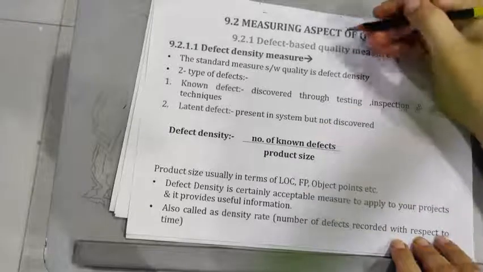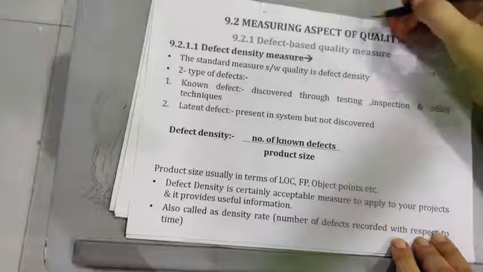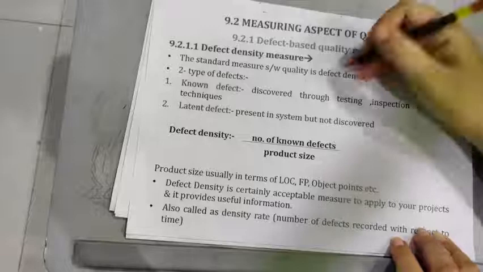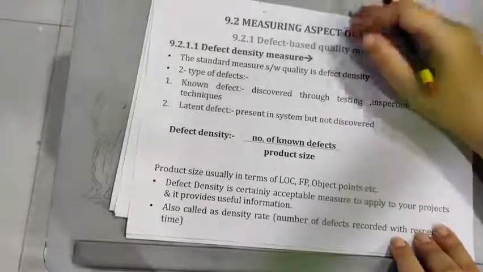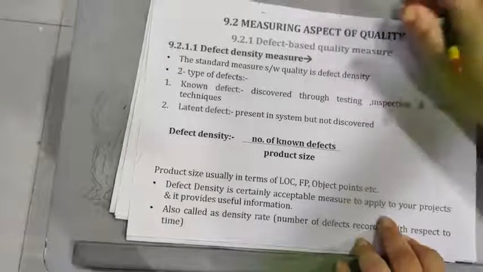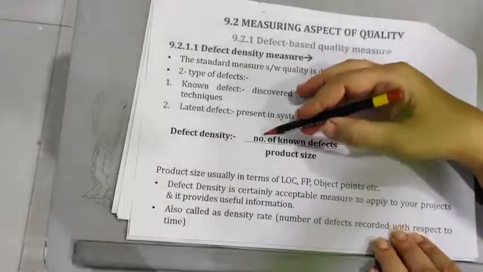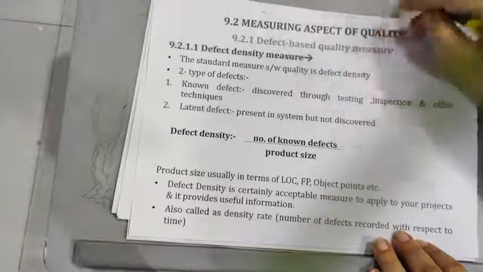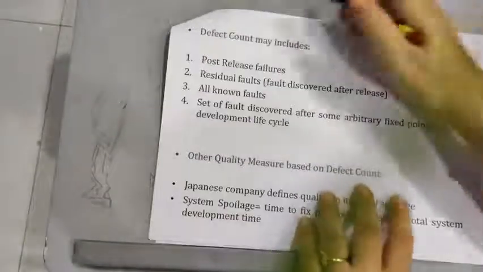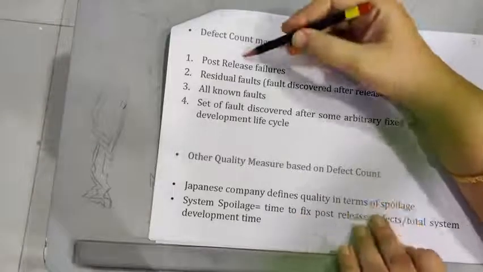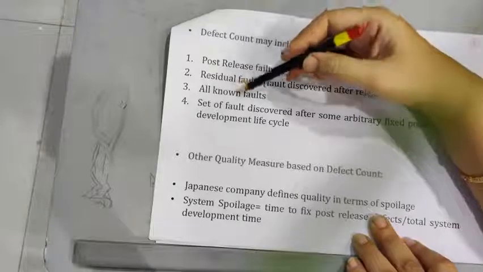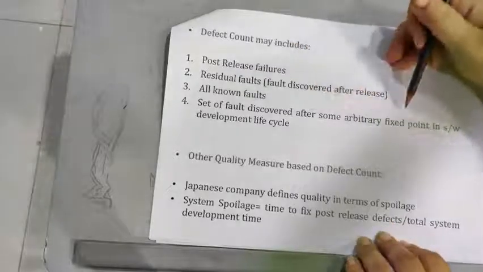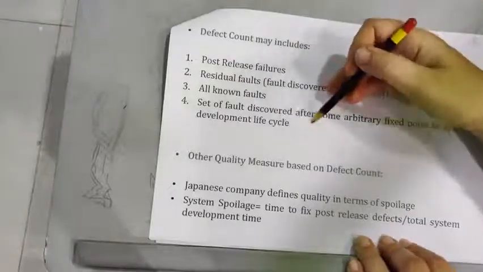So we need to calculate the defect density under the measuring aspects of quality, because we need to fix the defects before delivering the software to the customer. It is calculated based on the formula: the number of known defects divided by product size. Product size is nothing but lines of code and function points. The defect count may include post-release failures, residual faults, all known faults, or the set of faults discovered after some arbitrary fixed point in the software development life cycle.